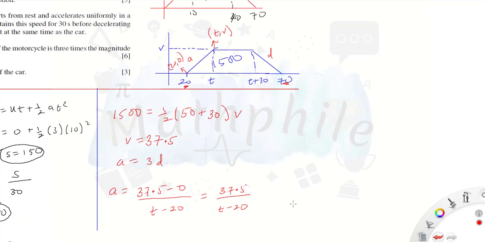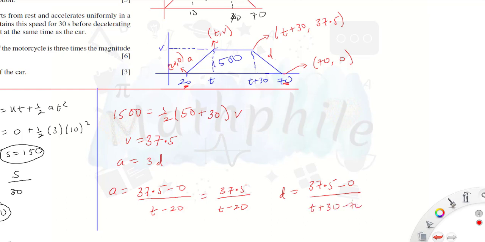The deceleration is going to be equal, and the same, but in this case it is t plus 30 for the time component, and the velocity is 37.5. At this point, the time component is 70, and the velocity is 0. So the change in velocity is 37.5 minus 0 over t plus 30 minus 70. Is that okay? Yes. So that is 37.5 over t minus 40.